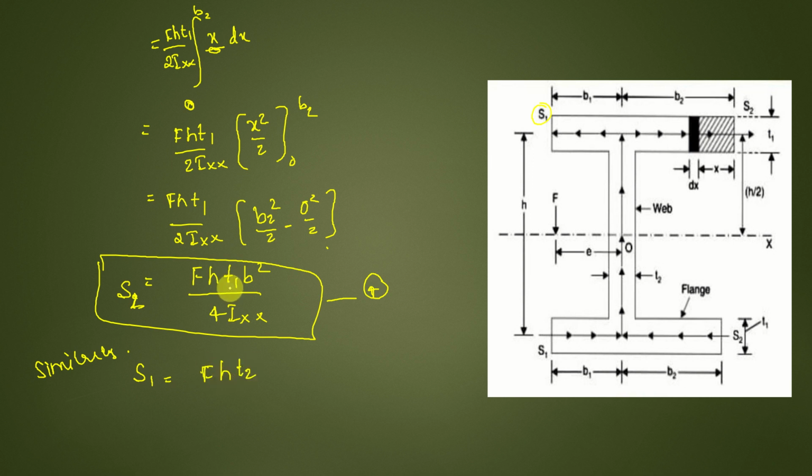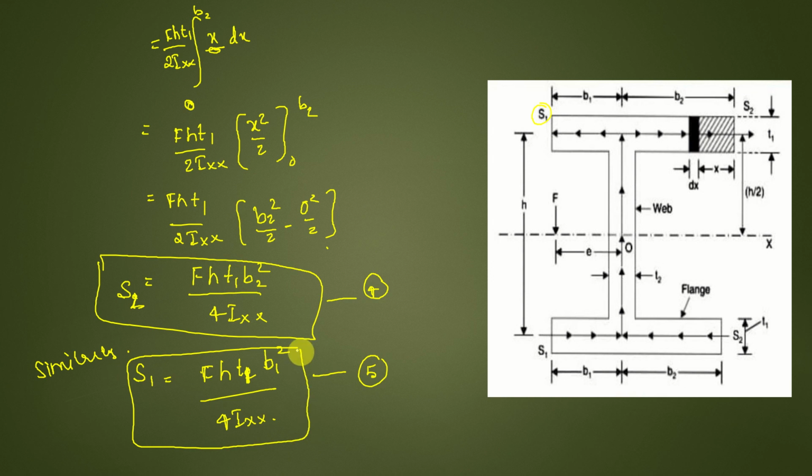This is the thickness of the flange, T1, sorry for that, T1. This is b2 and this is b1 square by 4Ixx. Take it as equation number 5. So we have the S1 value and the S2 value.